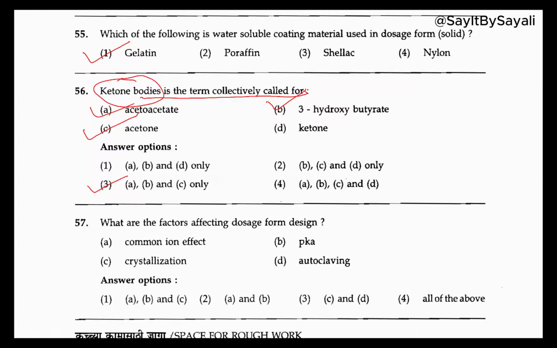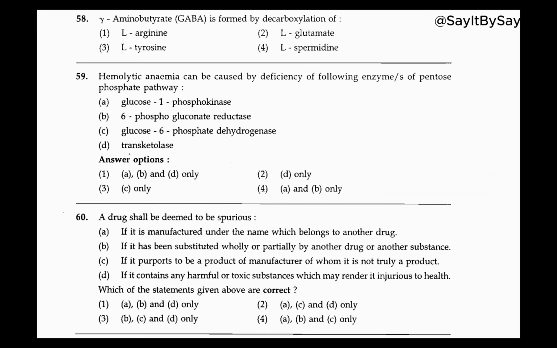Question number 57. What are the factors affecting dosage form design? A. Common ion effect, B. pKa, C. Crystallization, and D. Autoclaving. And the correct answer is 4, all of the above.